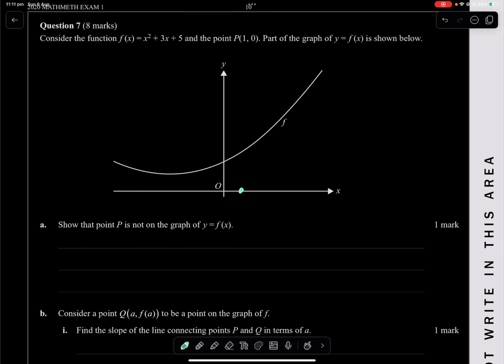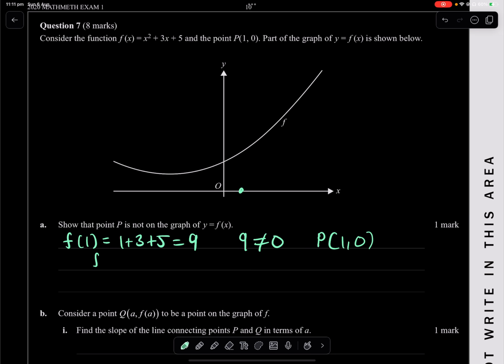Okay, it's easy. We know that if we put f of 1, it should equal 0 if the point was there. But let's see. 1 plus 3 plus 5 equals 9. 9 does not equal 0. Because point P is 1, 0. So f of 1 does not equal 0. Therefore, P does not lie on the graph.